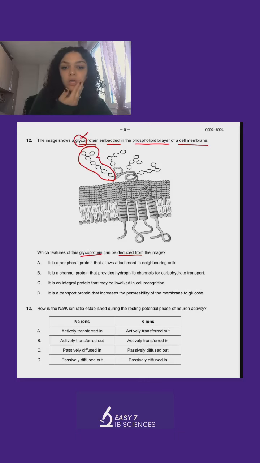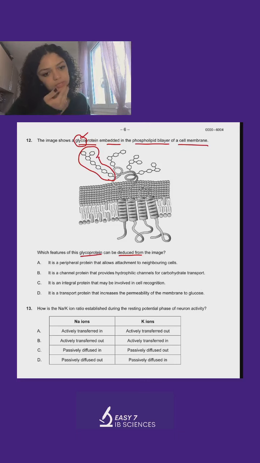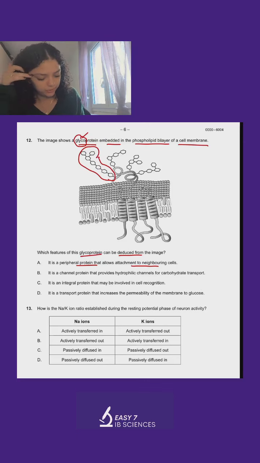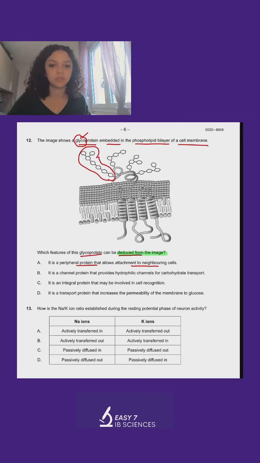It has very specific functions, from attachment to cell recognition. There's a list of functions that you should know when it comes to glycoproteins, so make sure you're aware of those. Let's have a read of the questions. Lots of people are saying C, which is good. A says it is a peripheral protein that allows attachment to neighboring cells. It does allow attachment, we just named that as a function of it, but is it a peripheral protein? Remember, the question says what features of glycoprotein can be deduced from this image. Whenever IB is telling you to deduce something from the image, use the image. That's a little hint. Okay, so we can see here that this is not a peripheral protein.